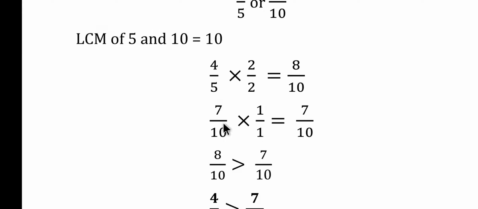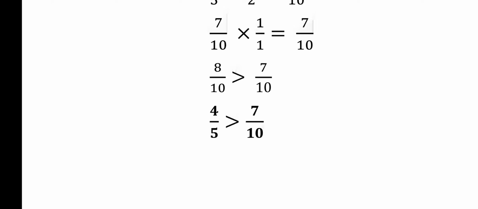Similarly, 7 by 10, since 10 itself is there in the denominator, there is no need to convert, so we simply multiply it with 1 by 1, which is equal to 7 by 10 itself. So when you compare 8 by 10 and 7 by 10, obviously in the numerator itself we can make out that 8 by 10 is the fraction greater than 7 by 10. So 8 by 10 is equivalent to 4 by 5. So 4 by 5 is greater than 7 by 10, which is the required answer.